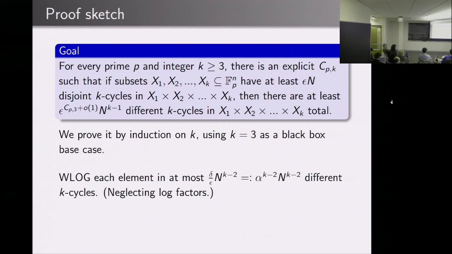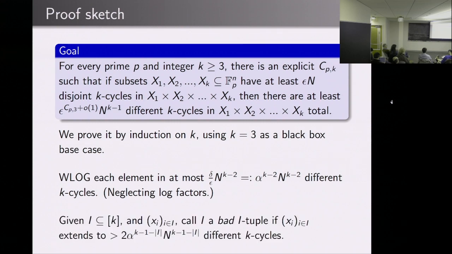And then what you would expect is that if you fix a single element, you have alpha times n to the k minus 2 degrees of freedom. If you then fix one more, you lose alpha n. If you fix two more, you lose alpha n again. If you fix three more, you lose alpha n again. And so we will call an i-tuple of elements bad if it doesn't satisfy this, if it extends in too many ways, so more than you would expect.